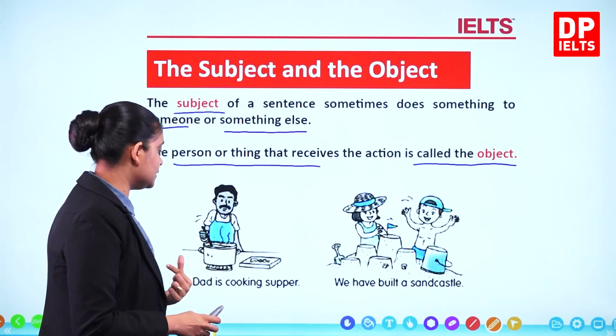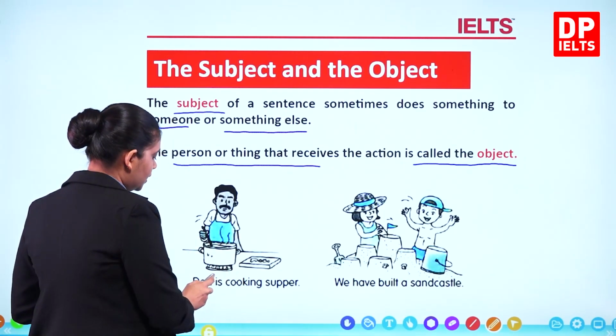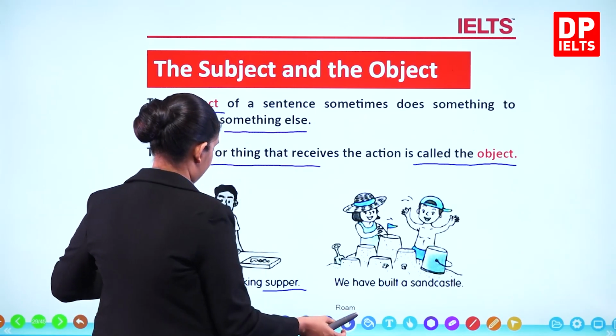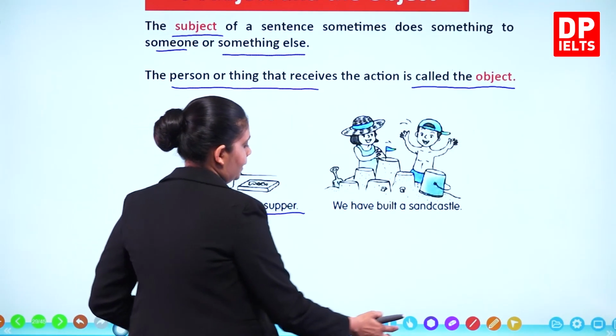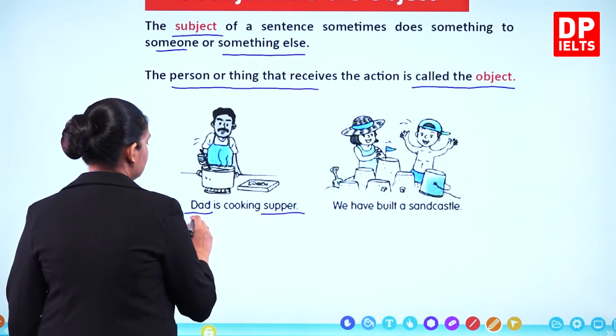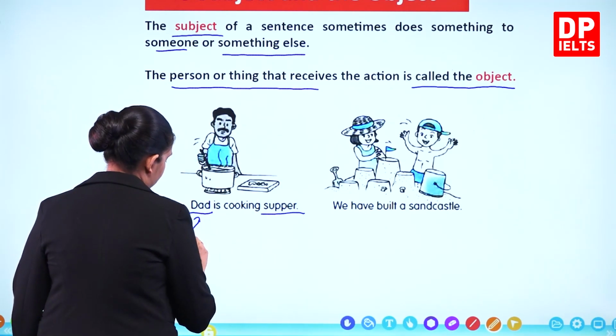Dad is cooking supper. Who is cooking supper? Dad. What is Dad cooking? Supper. Right? So let's have a look at it. Who is Dad? The subject.